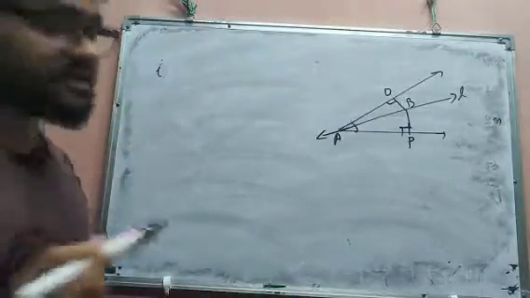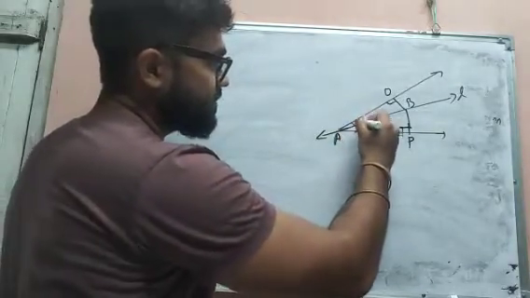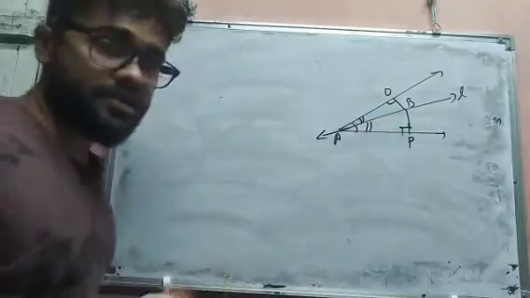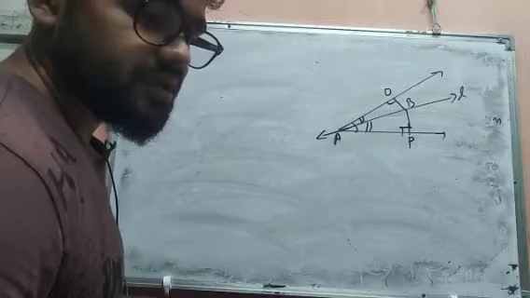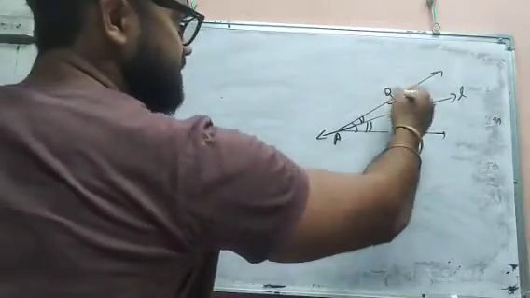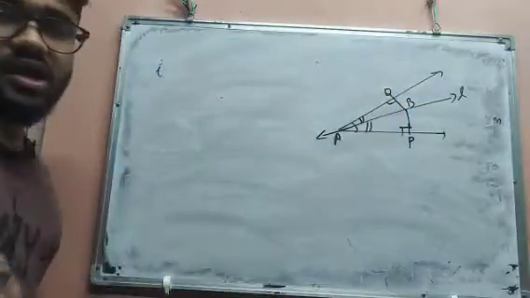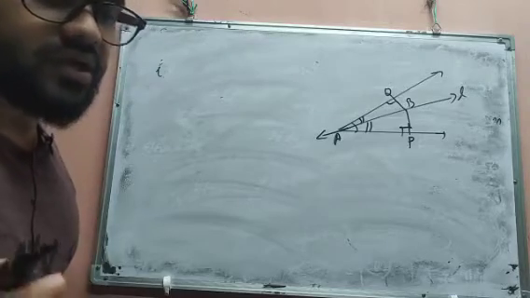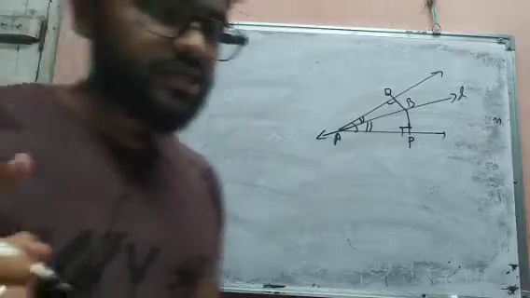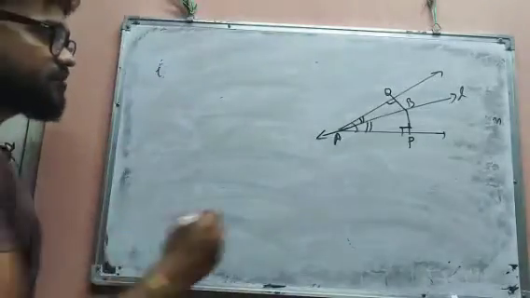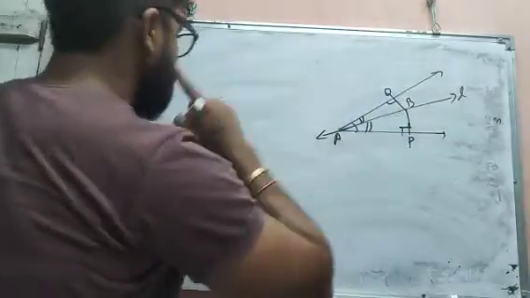As this is the bisector, this angle and this angle are equal. Moreover, what is given? BP and DQ, that is, this is Q. BP and BQ are the perpendiculars from the point B. We are asked to prove number 1, triangle APB is congruent to triangle AQB. So how to do it?